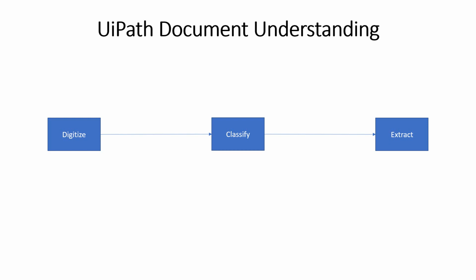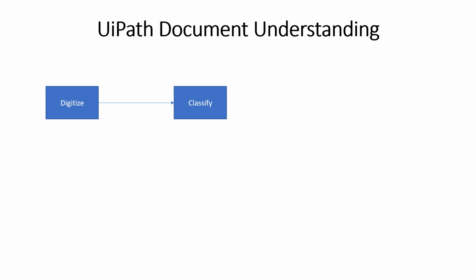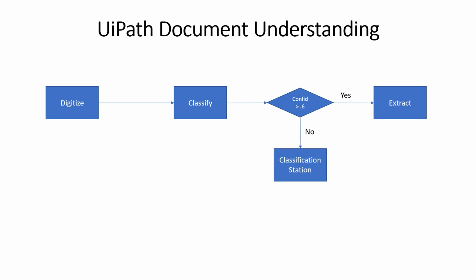But things don't always go that smoothly, right? So let's try an alternative path to the happy path. We'll still digitize and we'll still classify, just as we have done so far. But we'll evaluate the classification result or the confidence level of the classification result. We'll ask the automation if the confidence level is above 0.6, which is still very, very low, but for this demo it's okay. If it is above 0.6, we'll be happy. Everything is good, we'll extract data. If it isn't above 0.6, we're going to go to what is called the classification station.